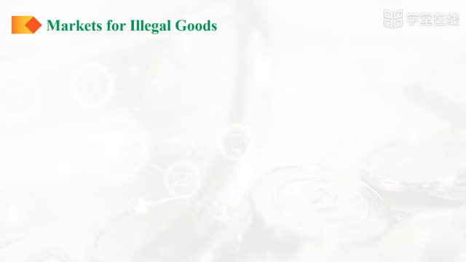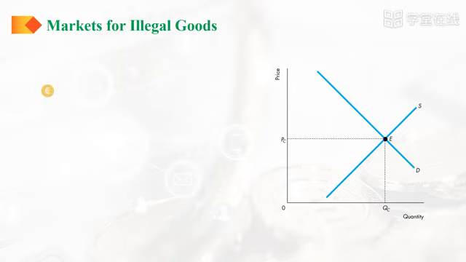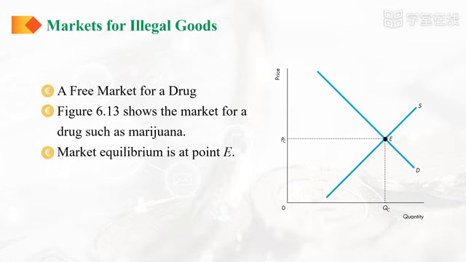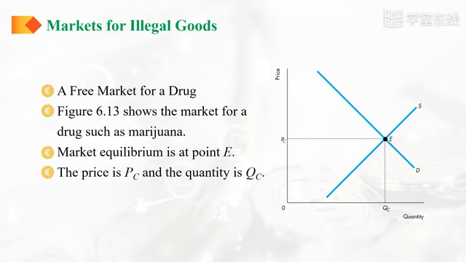To study the market for illegal goods, we are first going to examine the prices and quantities that would prevail if these goods were not illegal. Next, we will see how prohibition works. Then we will see how tax might be used to limit the consumption of these goods. Firstly, a free market for a drug.